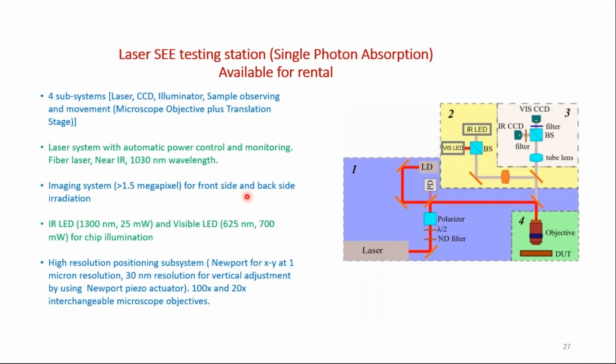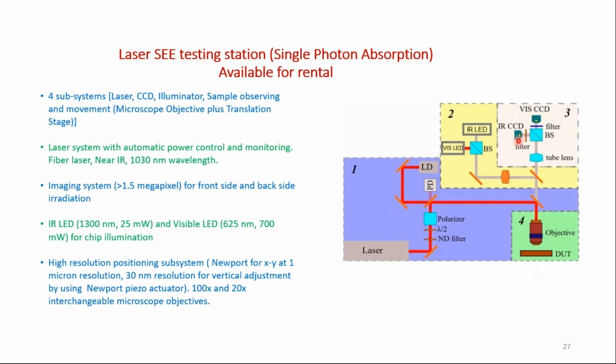Our system contains 4 subsystems: the laser unit, which is a fiber laser at 1030 nanometer, and you have a whole lot of optics in front of it, the polarizers and filters. They adjust the intensity of the beam. Basically, you can control the intensity that you want to use with some LabVIEW software. Then you have the imaging system that has 2 cameras. Here's the imaging system over here.